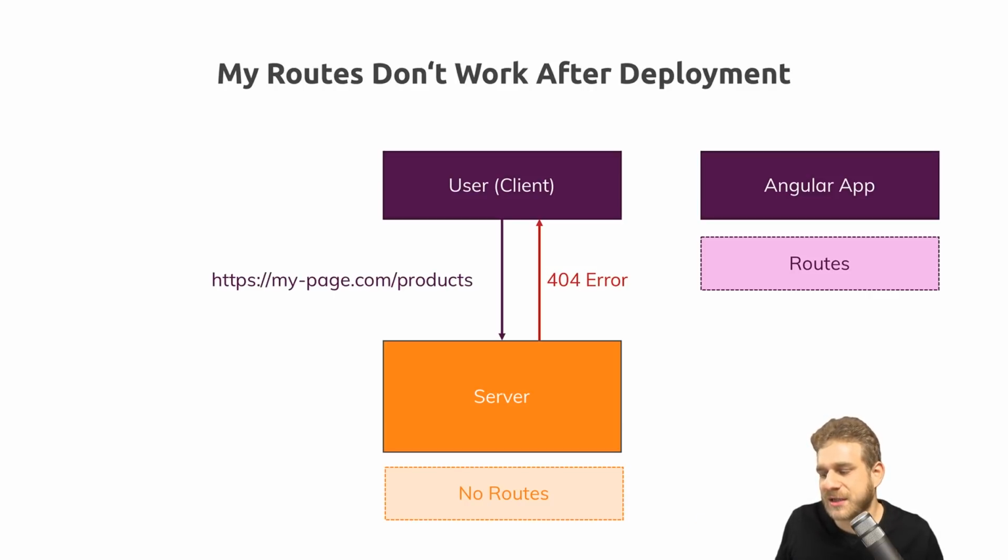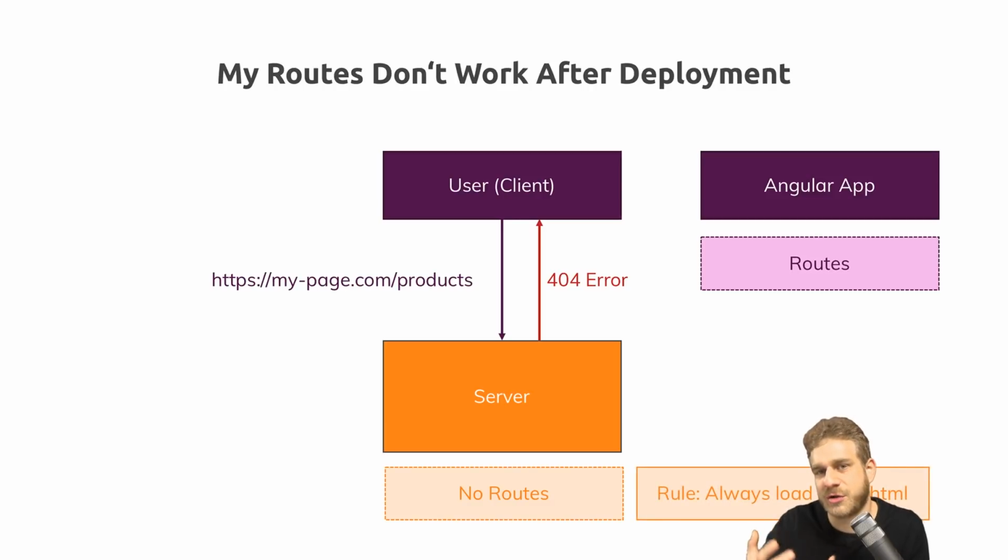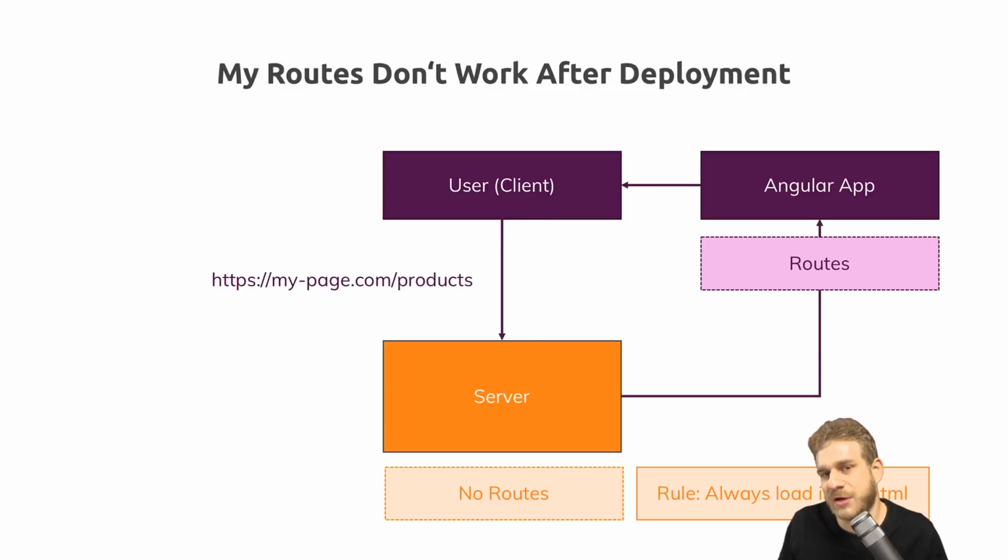The solution is, you need to always load the index.html file. So on your server, you need to define the index.html file as your 404 error document. This then allows the router of Angular to take over and handle that request and possibly find the route and then render the correct page. And if you want to have a 404 error page for routes you don't handle in the Angular app either, you would need to set it up in Angular still.